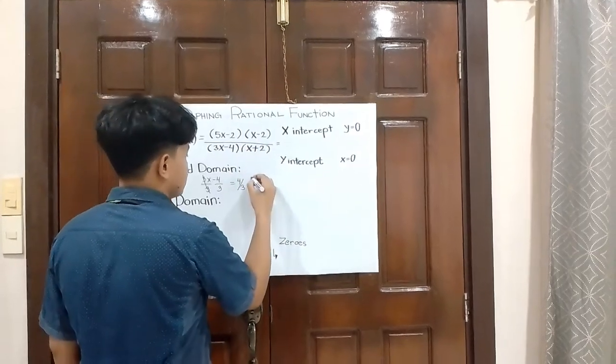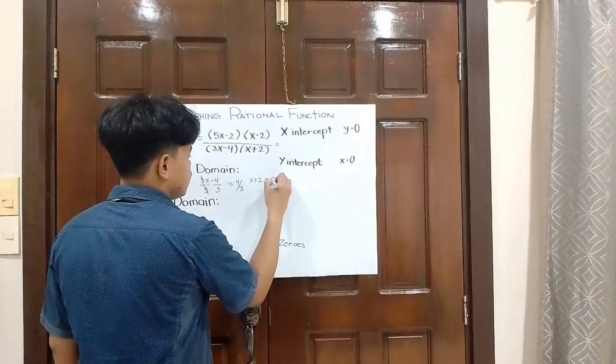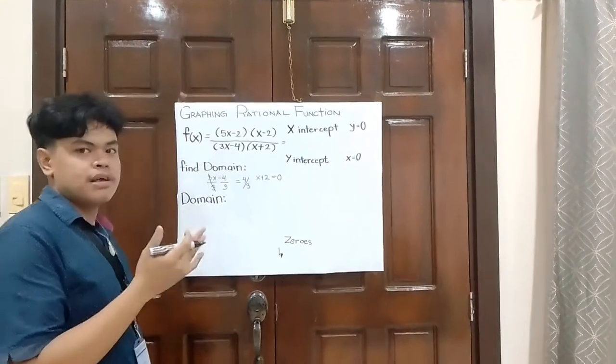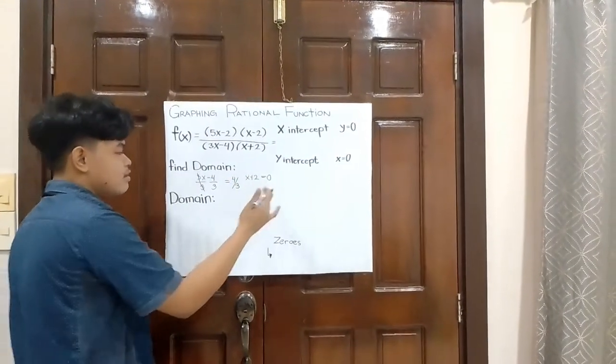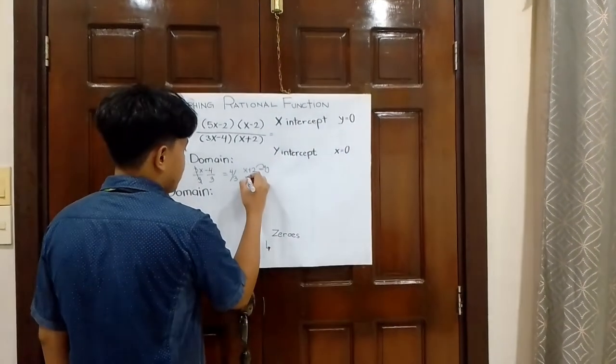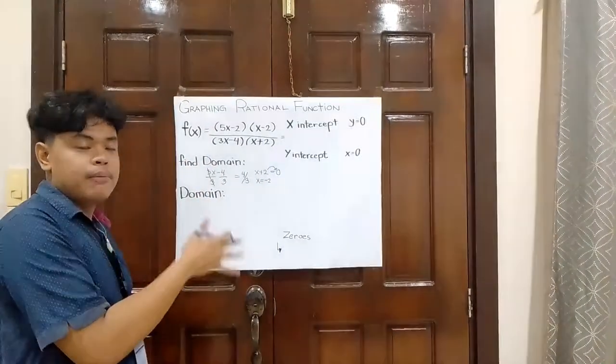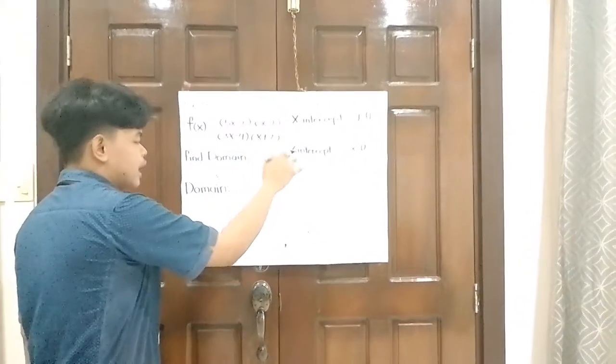Next is x plus 2 equals 0. How can we make it 0? It's easy. We need to transpose the 2, so x equals negative 2, because we transpose it from positive into negative.